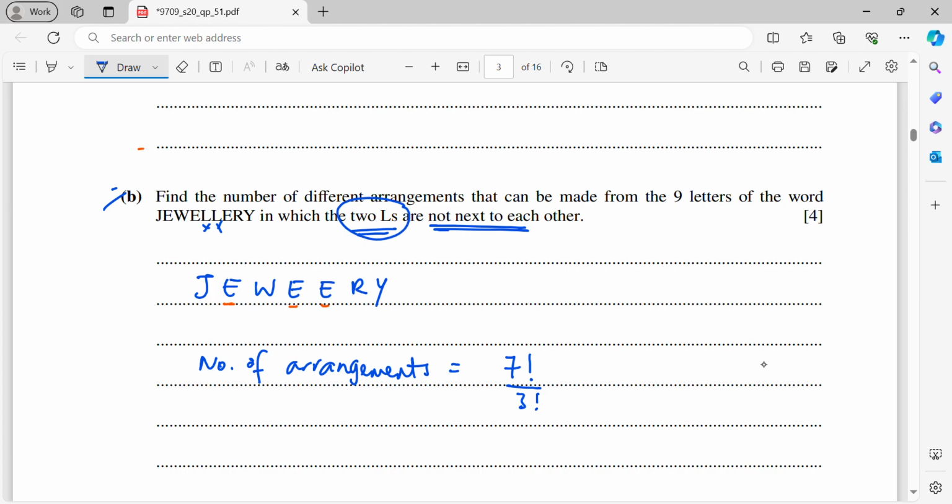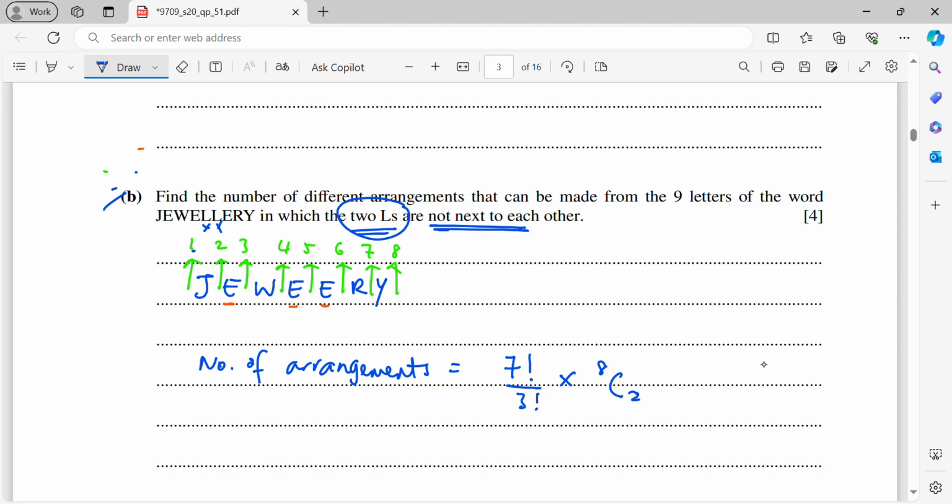The 2 L's are not next to each other, which means they can be in any of the slots here. They will be in between. So when you count the green arrows, it will be 1, 2, 3, 4, 5, 6, 7, 8. So there are 8 slots for the 2 L's. Out of 8, I need 2. This is a second task, therefore it's times. I will just write 8C2 because the 2 L's are identical.